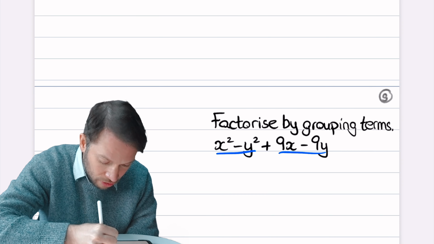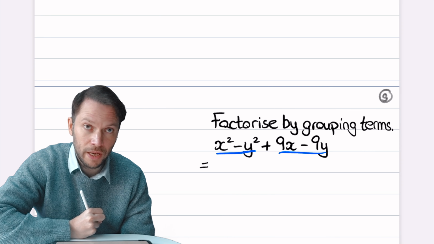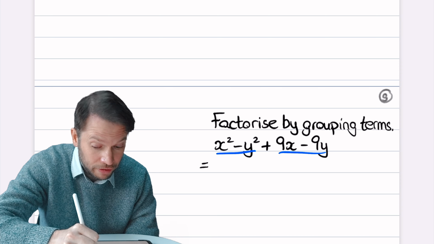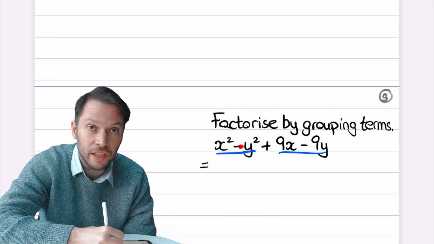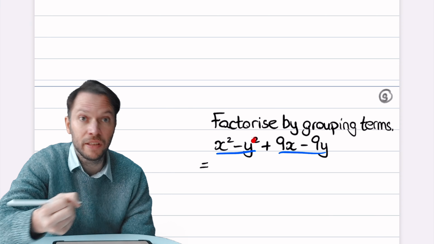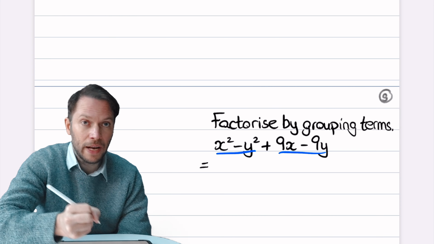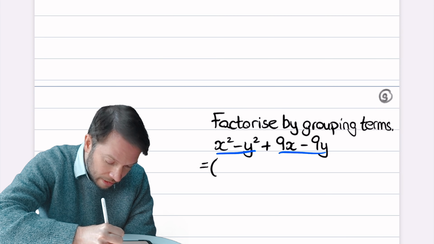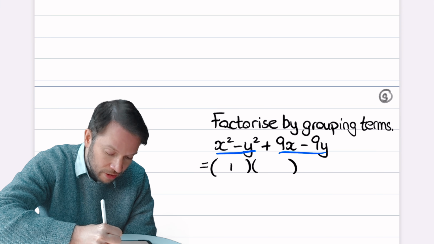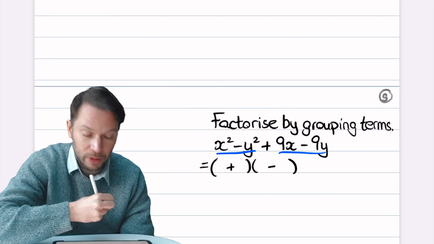Now, how do we factorize x squared minus y squared? Well, you might recognize this as a difference of two squares, because it's a subtraction of two squared things. The way you factorize a difference of two squares is to have two brackets, one with a plus in the middle, one with a minus in the middle, and it doesn't matter which way round.